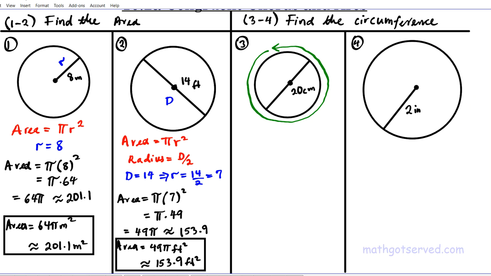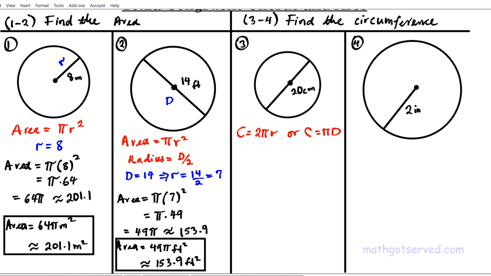Okay, so let's take a look at number 3. We want to find the circumference, so let's specify the formula. For the circumference of a circle, there are two formulas that you need to know: 2 pi r, which depends on the radius, or pi times the diameter. So circumference is equal to 2 pi r or pi d. Whatever you're given will help you determine what to use.